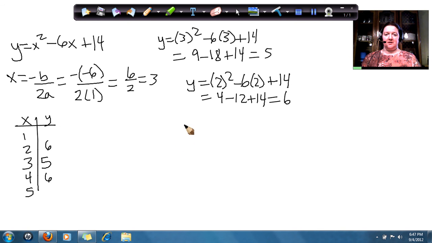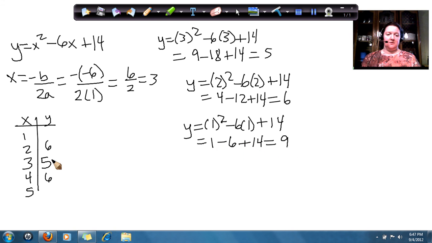And then I'm going to plug in the 1. So we're going to get 1 squared minus 6 times 1 plus 14. Now if I take 1 squared, that's 1. Minus 6 plus 14. So 14 minus 6 is 8. 8 plus 1 is 9. So those values there. So now I have enough to be able to graph my equation.